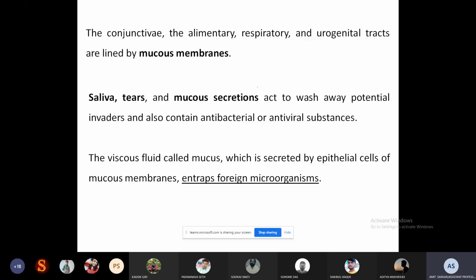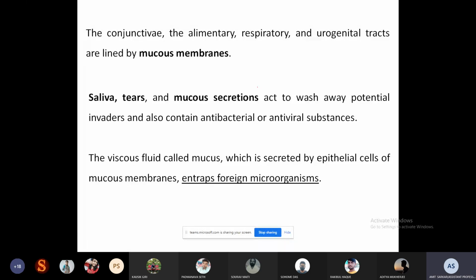Then that's a problem. Dry eye is a big problem because your eye will lose mucus and tears, and that means you are losing the potential to fight against microorganisms. So you will be suffering from different types of eye infection all the time.